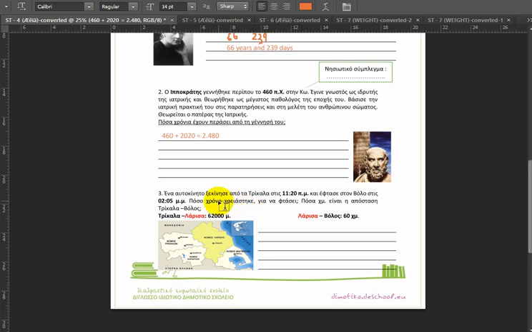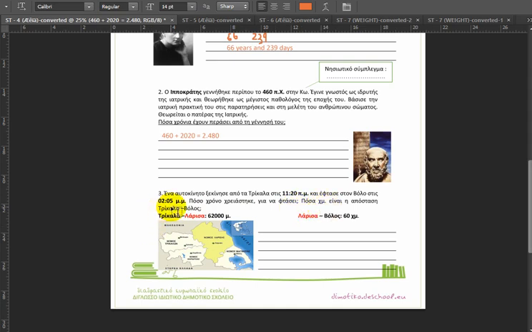Next up, we have a car that started from Trikala at 11:20 p.m. Actually, no, that's a.m. and reached Volos at 2:05 p.m. So how long did it take to get there?